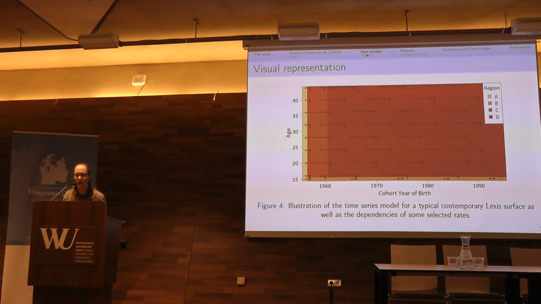So now this is a visual representation of the dependent structures that make up the time series part of the model. So I split the contemporary Lexis surface into 4 regions, regions A to D, and within each region there is a different dependent structure, and so a different time series model. So in region B, at the bottom, the dependence is just on the previous age-specific rate, and then as we move to region C, dependence is also on the previous cohort-specific rate, and then in region D, dependence is also on the slope from the previous 5 age-specific rates. So as we move from region A to region D, we're building up the complexity, but in a structured and coherent way.